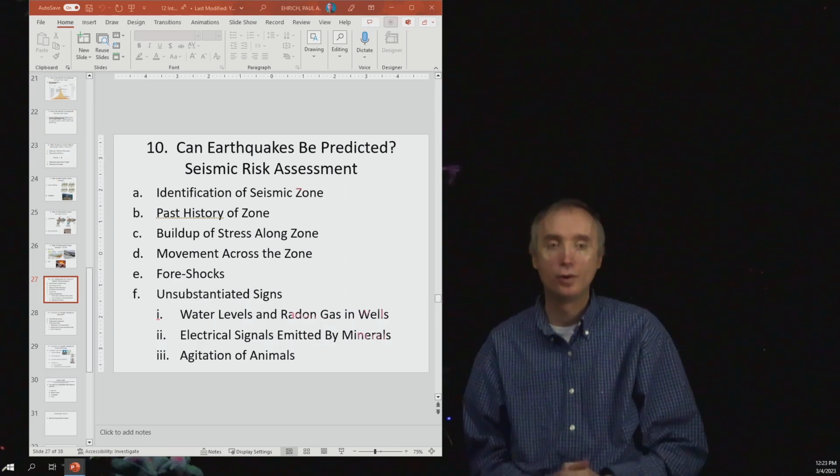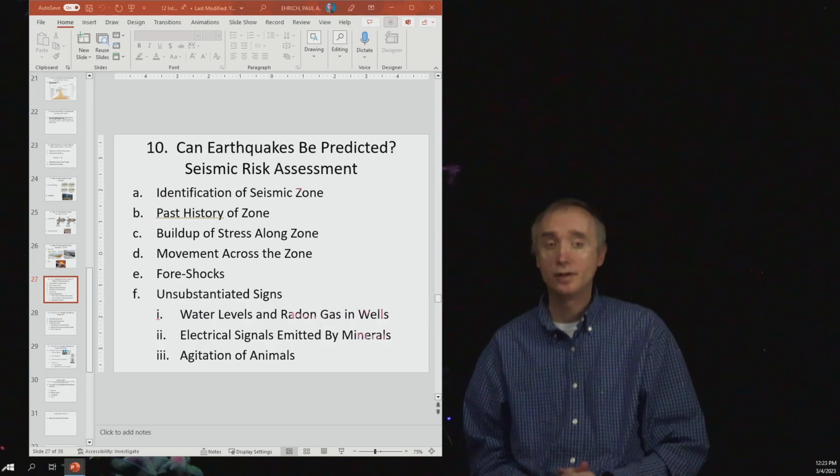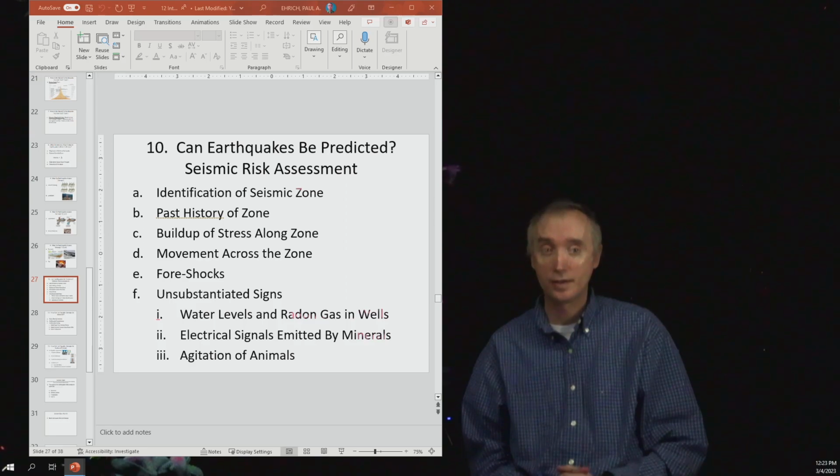Okay, now that we know what earthquakes are, the next step is to be able to predict them, and that turns out to be very difficult to do. The first step is to know where earthquakes occur. The second step is to do a survey of that area and find out when earthquakes have occurred in the past.